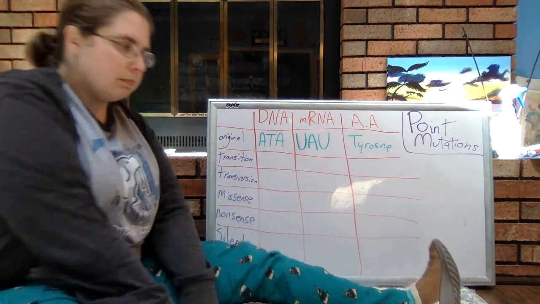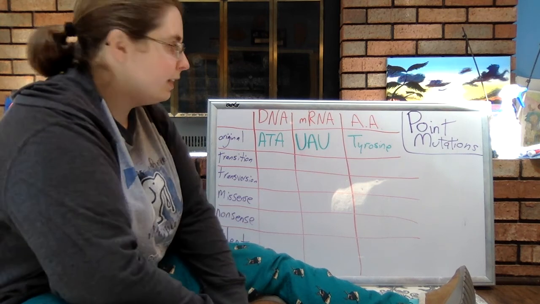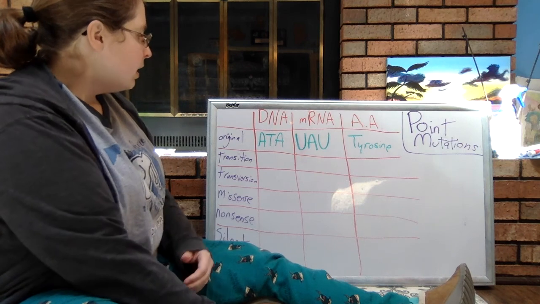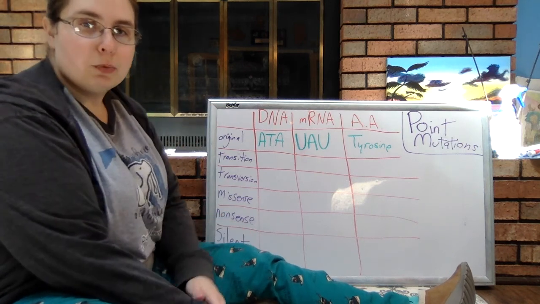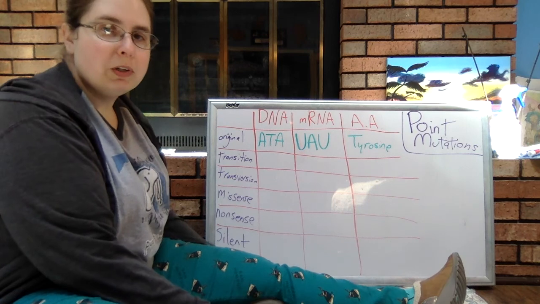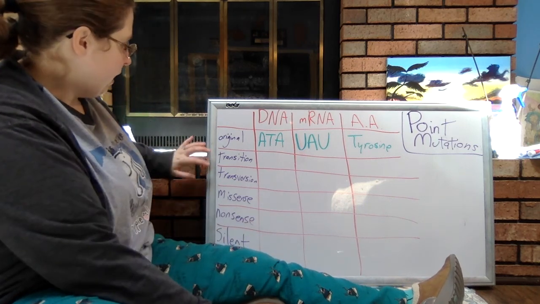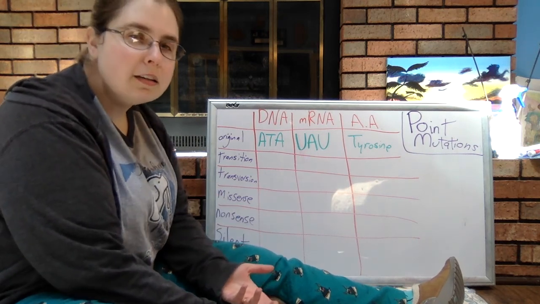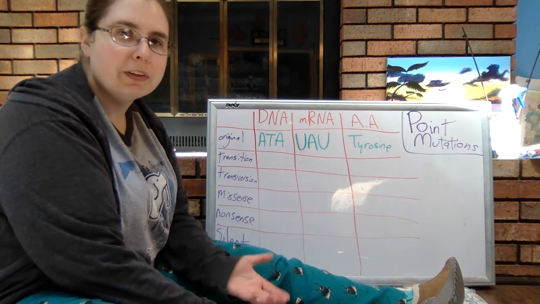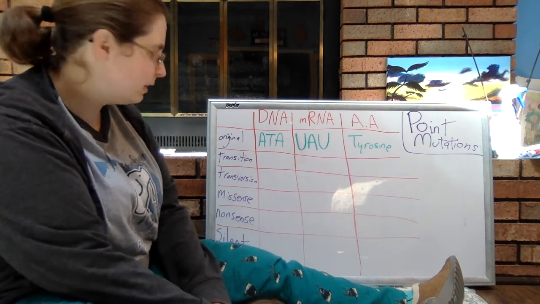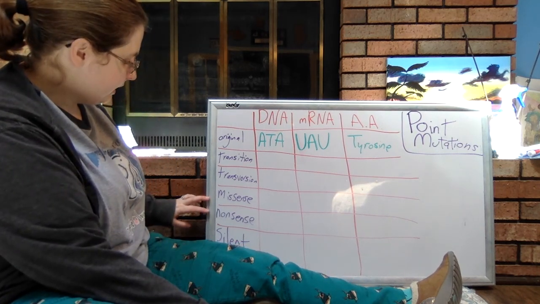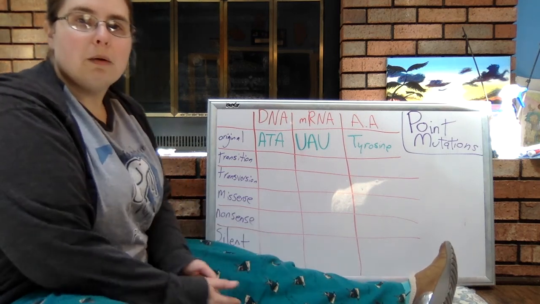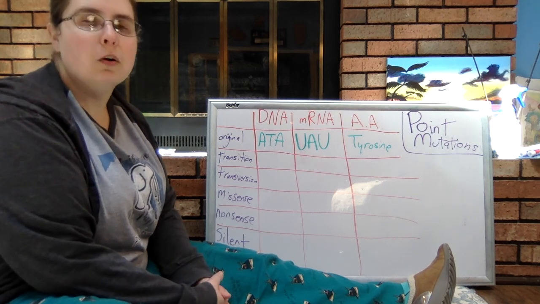Now, remember, a mutation is simply a change to the DNA, and a point mutation is a change to one base in the DNA. Now, we have different kinds. We can actually classify point mutations into different categories. Transition versus transversion, depending on what kind of base is being switched, you know, purine versus pyrimidine into purine versus pyrimidine. We have missense, nonsense, and silent, and that's going to discuss more so how it affects the overall amino acid.